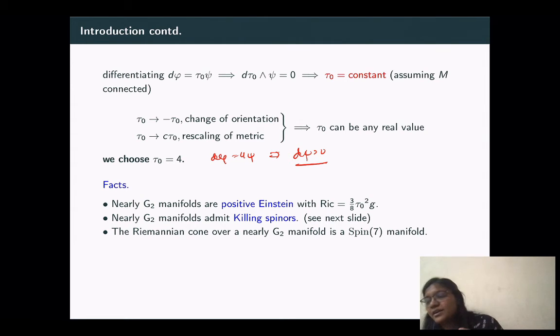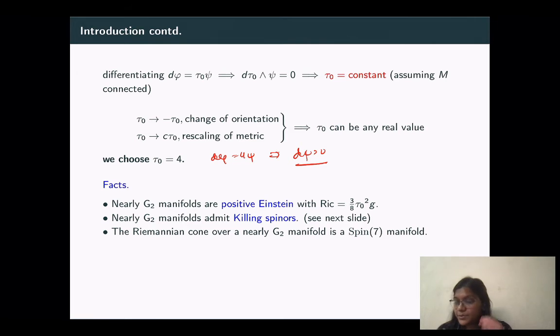And here are some nice facts about nearly G2 structures, and of course manifolds which have nearly G2 structure. I will call them nearly G2 manifolds. There are some very interesting facts about these manifolds which make them worth studying. The first fact is that nearly G2 manifolds are positive Einstein, which is again itself a very much studied class of manifolds, very useful in physics.